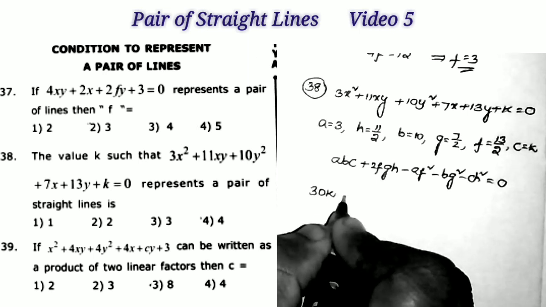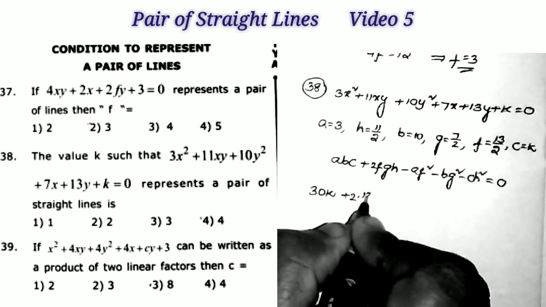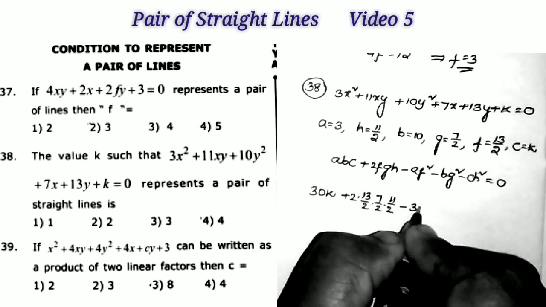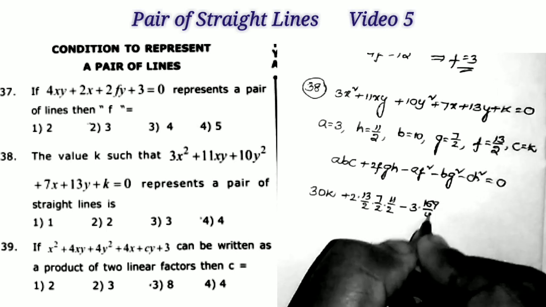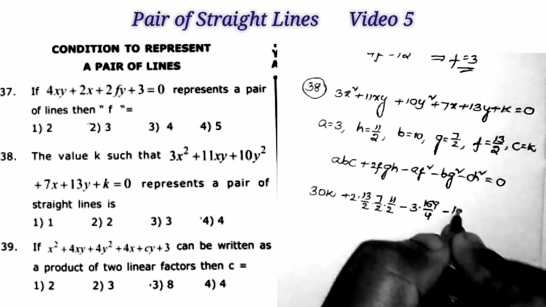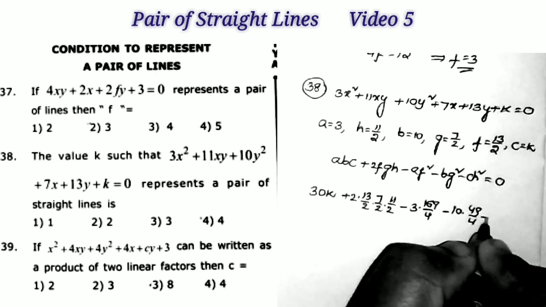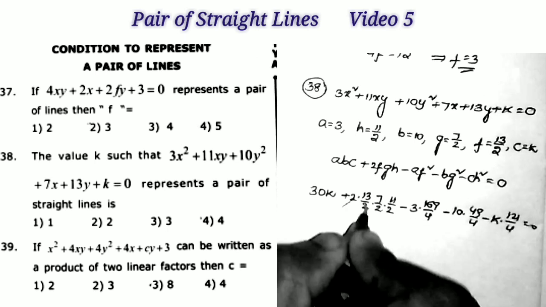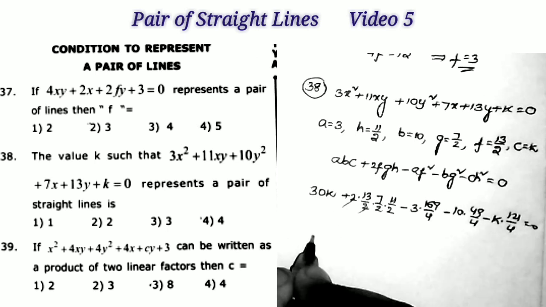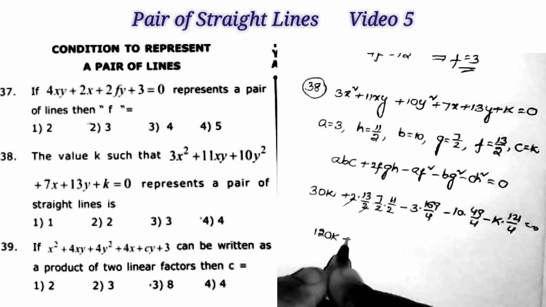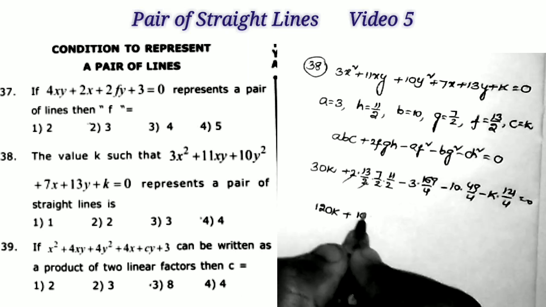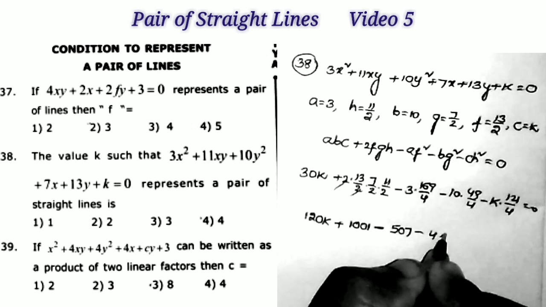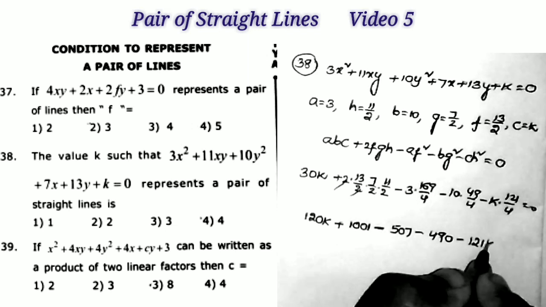3 into 10 into k, 30k plus 2fgh, 2 into 13 by 2, 7 by 2, 11 by 2, minus af square, minus 3 into 169 by 4, minus bg square, minus 10 into 49 by 4, minus ch square, minus k into 121 by 4. Okay. Now taking 4 as LCM here, that is 4 into 30, 120k plus 13 into 7 into 11, 1001 minus 507 minus 490 minus 121k is equal to 0.